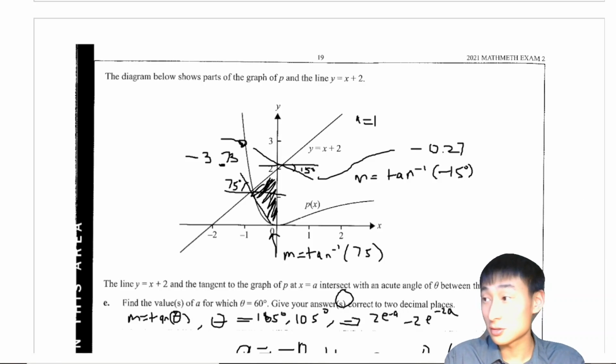Okay, so let's solve p of x is equal to x plus 2. Both correct to 3 decimal places. So minus 0.7, minus 0.750. Okay, and then hence find the area bounded by.